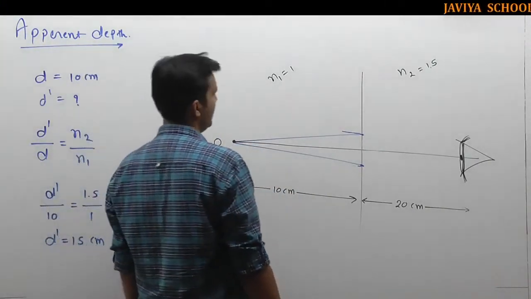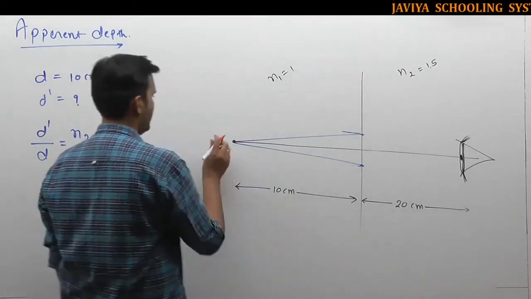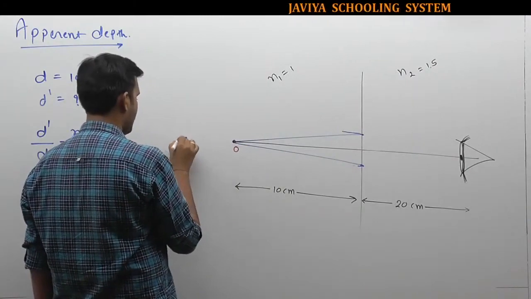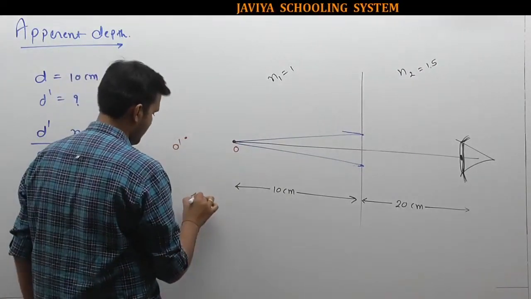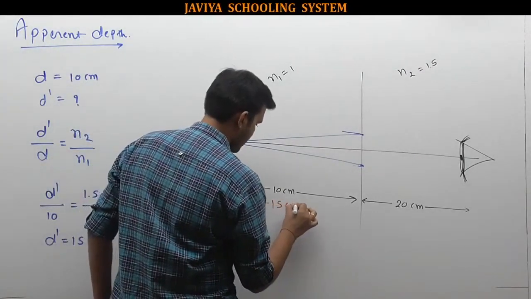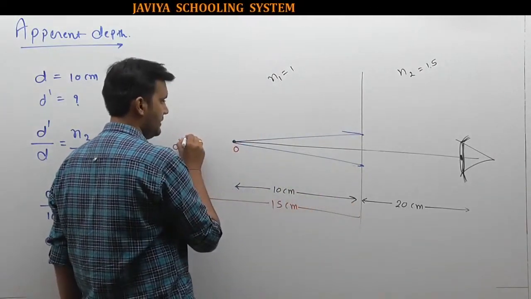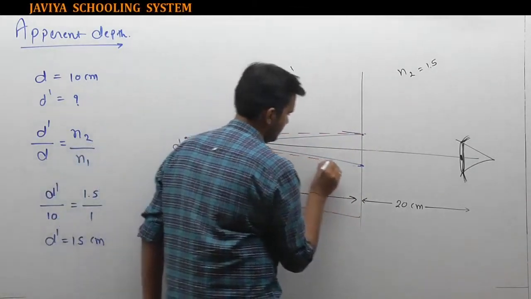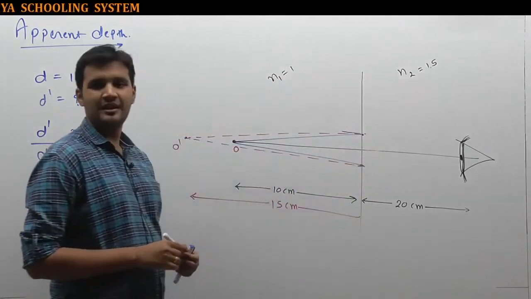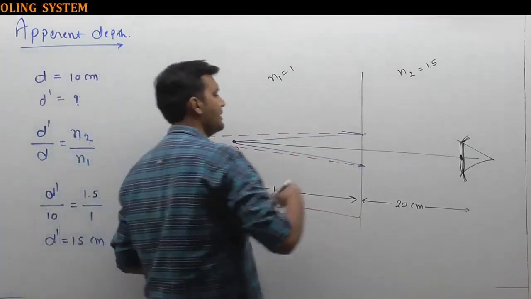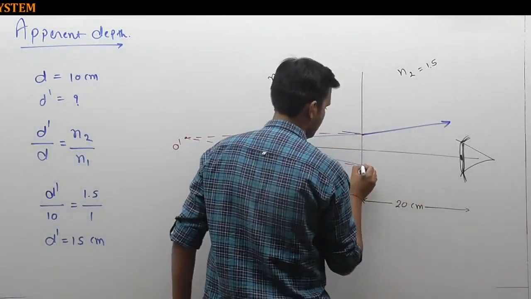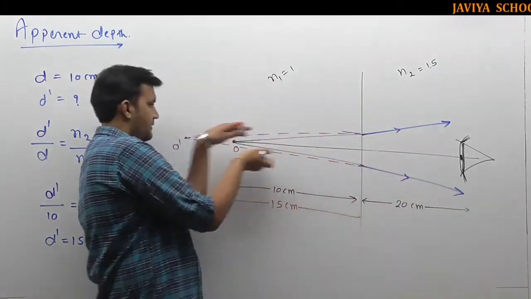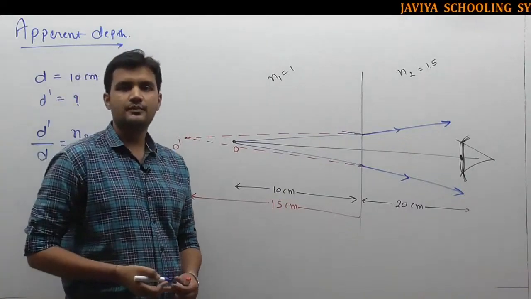So the object will appear at a different place. Since the real depth is 10, instead of this the object will appear somewhere here. Let's say O dash. So this is the apparent depth as measured from the surface. If you extend the rays like this, then you get the correct feeling.